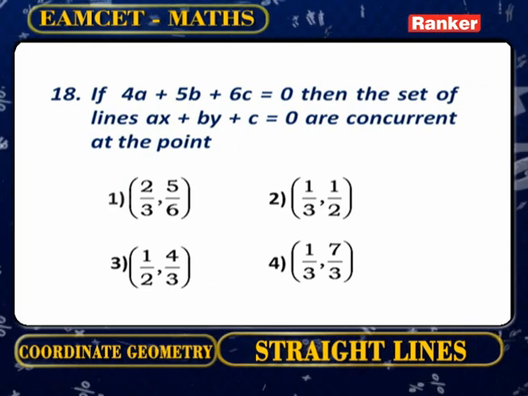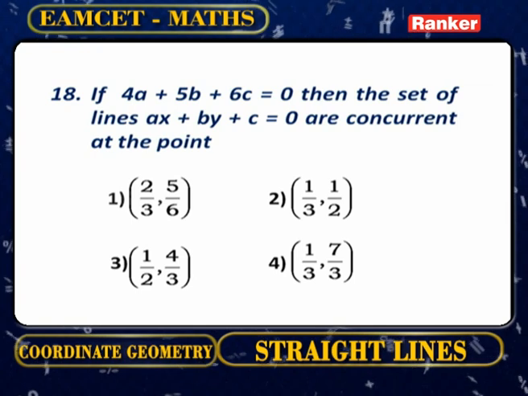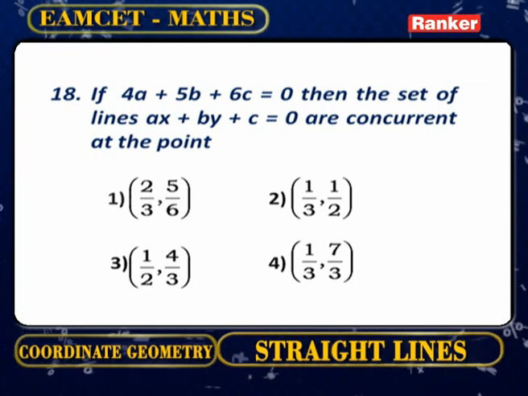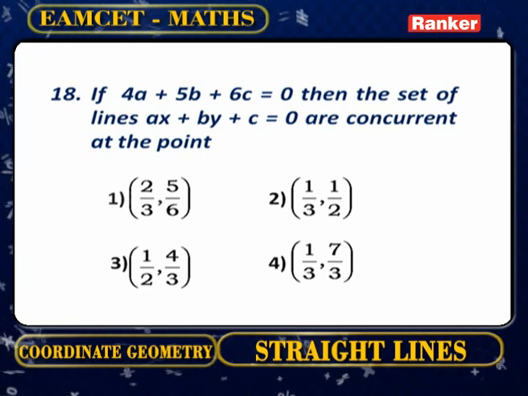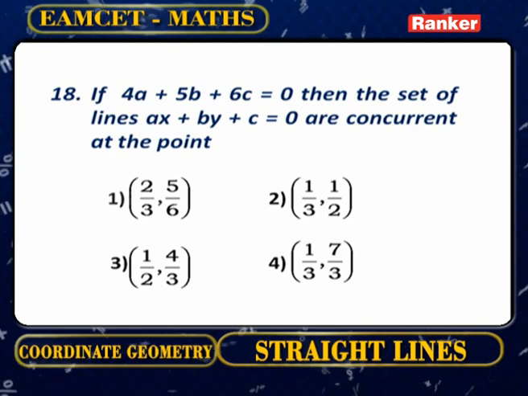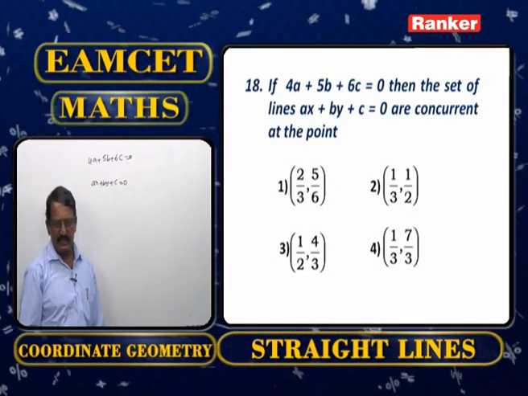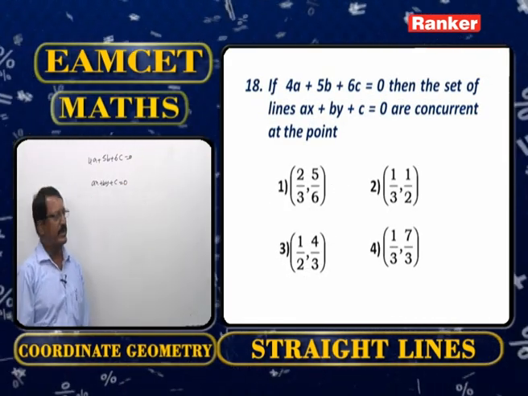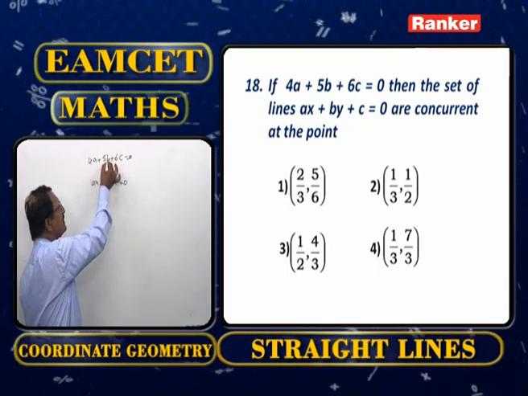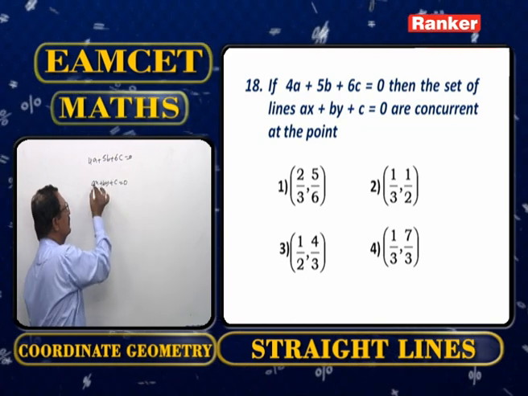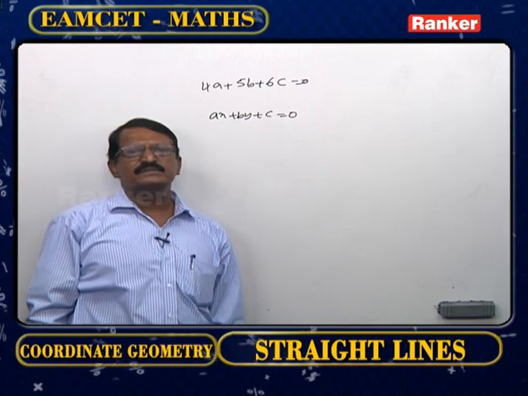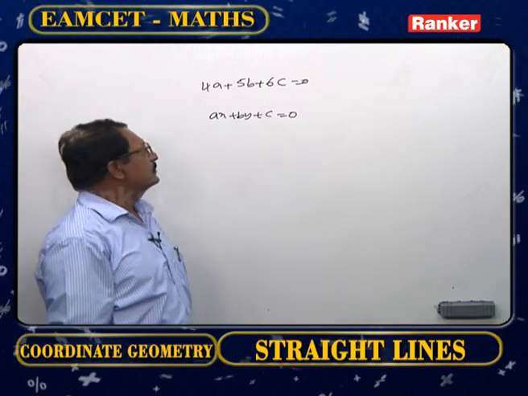If 4a + 5b + 6c = 0, then the set of lines ax + by + c = 0 are concurrent at the point. Now, given the condition 4a + 5b + 6c = 0, the straight lines ax + by + c = 0 always pass through a fixed point. We require the fixed point.